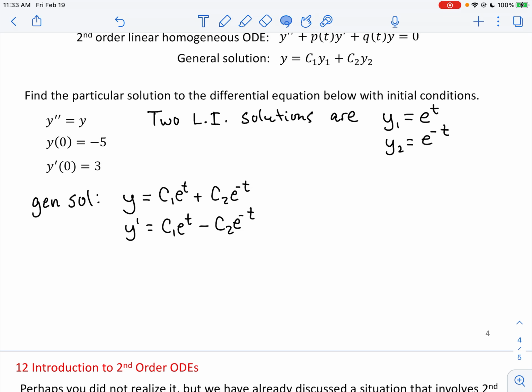Now what we're going to do is take this pair of equations, the general solution and its derivative, and plug in 0 for t, negative 5 for y, and 3 for y prime. So we're just going to plug in this information. Let's do this top one first with the first equation. Negative 5 goes in for y at the same time that 0 goes in for the t's. And then we're going to use this y prime equation to plug in 0 for t's and change y prime to 3.